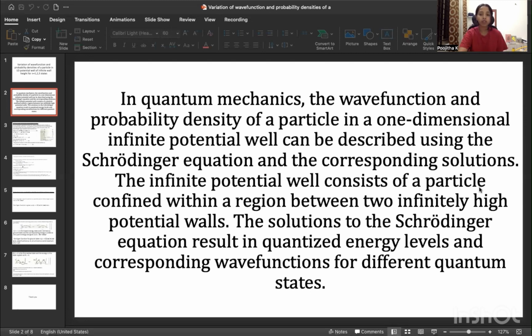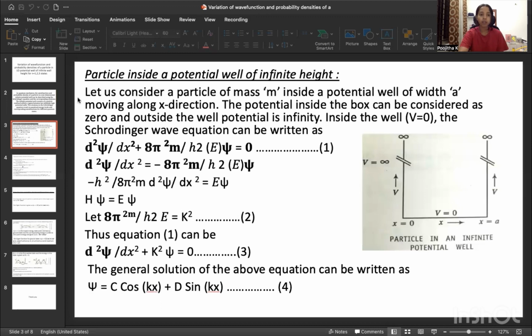The infinite potential well consists of a particle confined within a region between two infinitely high potential walls. The solution to the equation results in quantized energy levels and corresponding wave functions for different quantum states. Particle inside a potential well of infinite height.